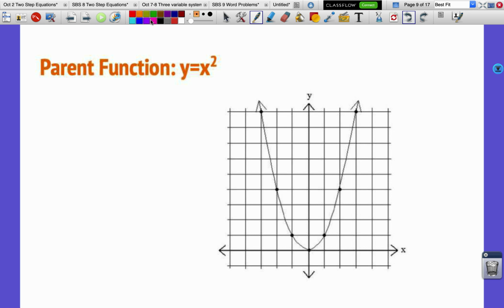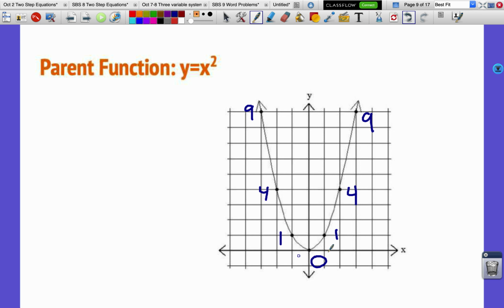All right, here is the parent function y equals x squared. This is the one you have to memorize. You have to memorize all of these dots, but it's pretty simple. These are just our perfect square numbers. When I'm at 0, 0 squared is 0. If I go over 1, 1 squared is 1. If I go over 2, 2 squared is 4. If I go over 3, 3 squared is 9. And it's the same over here, 1, 4, 9.